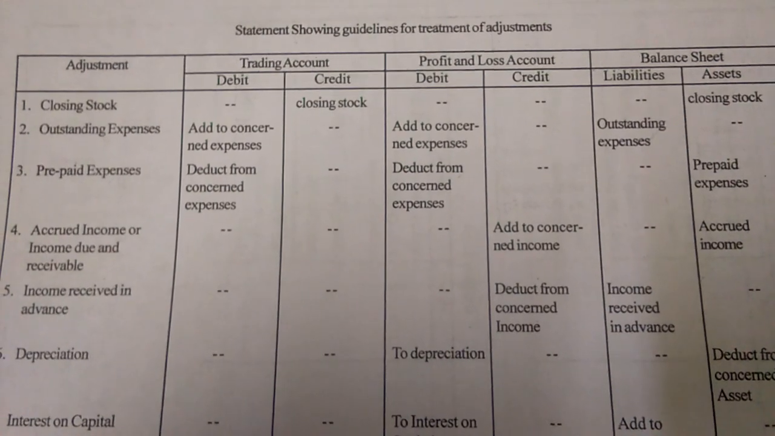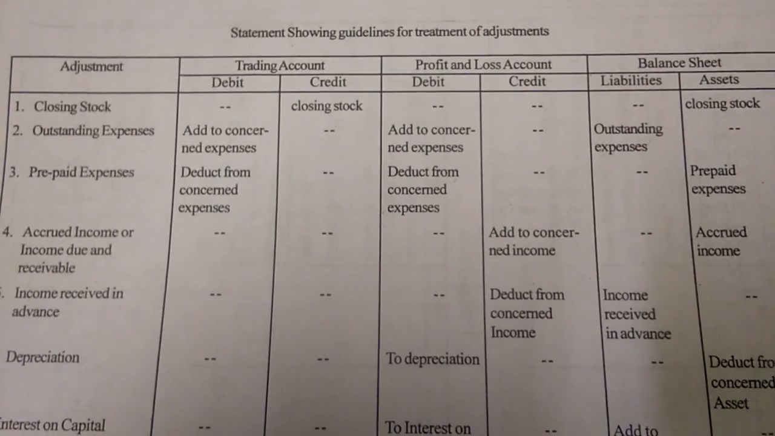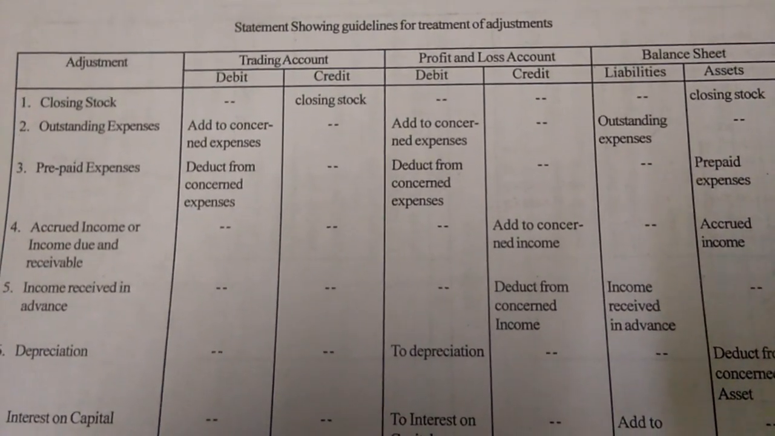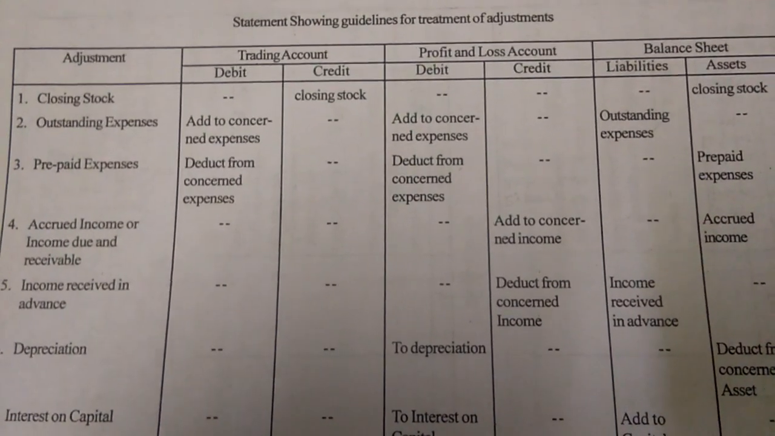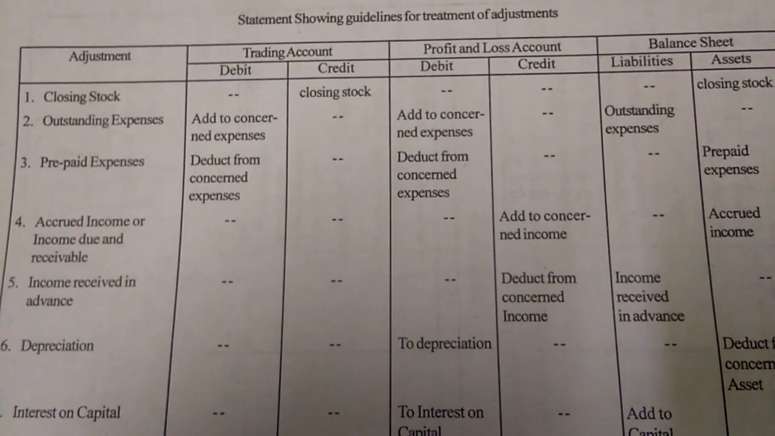So here, adjustments, trading account, profit and loss account and balance sheet. If items are given in adjustments, where they are shown is explained here.